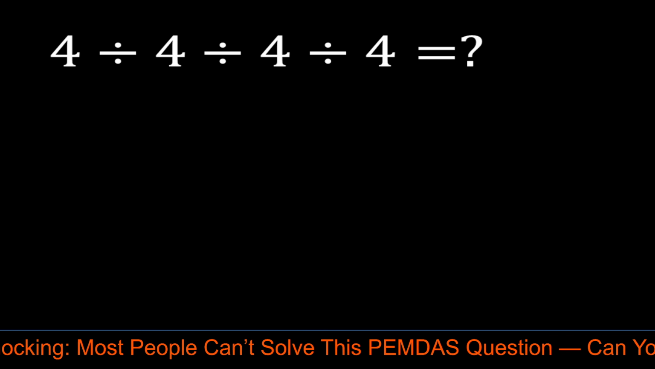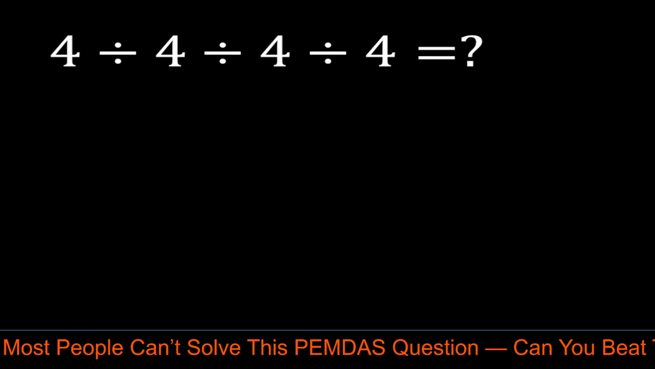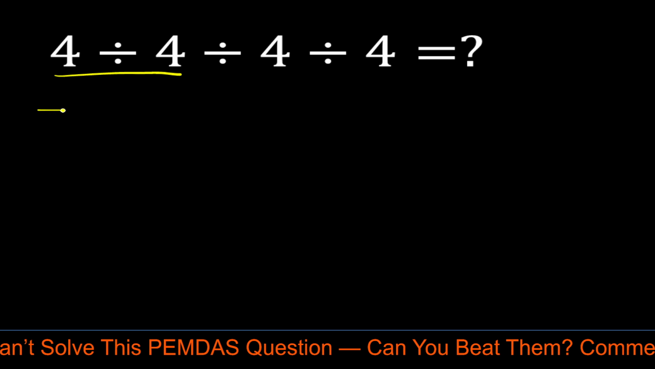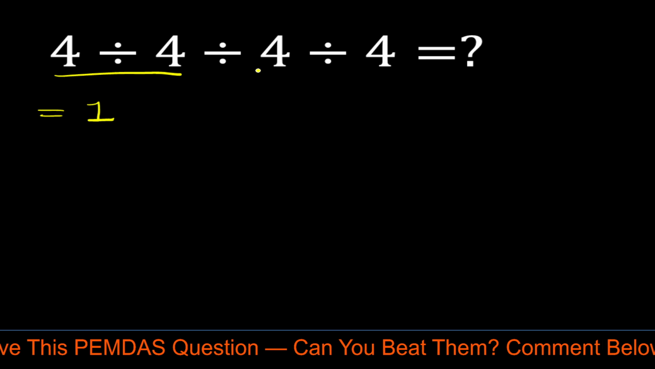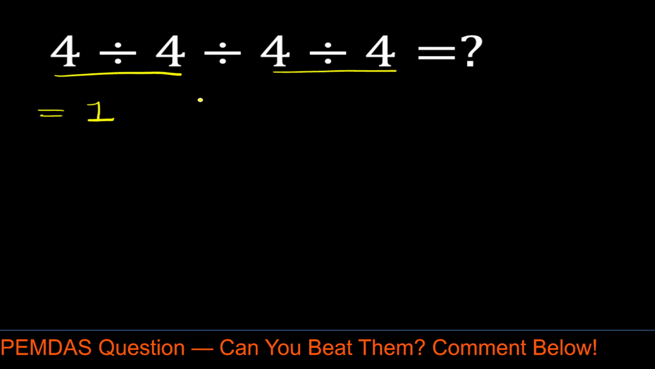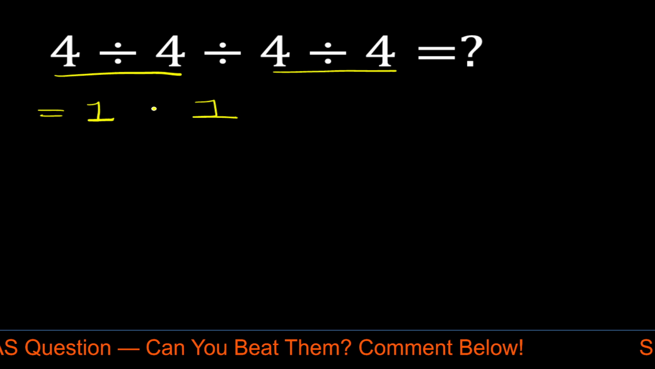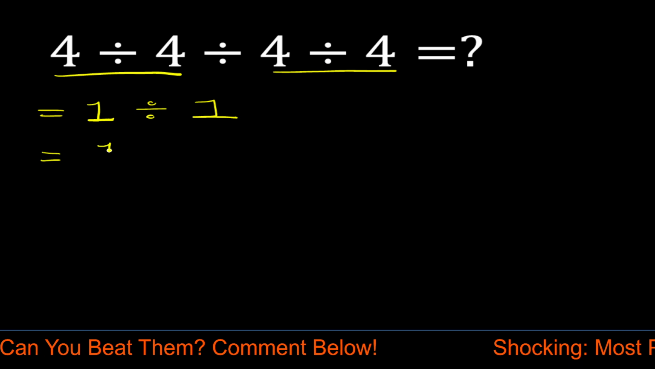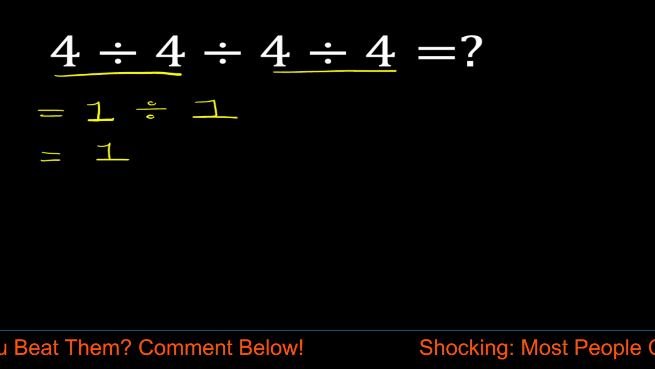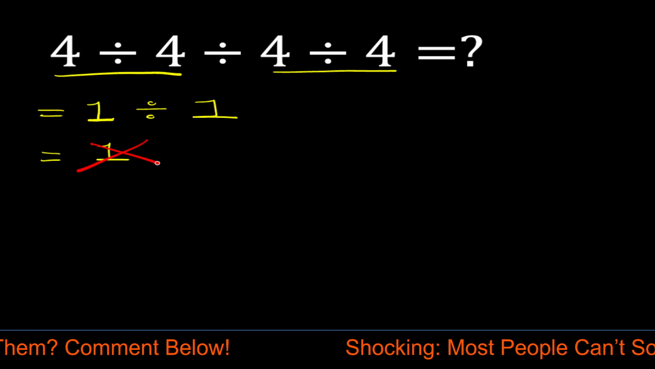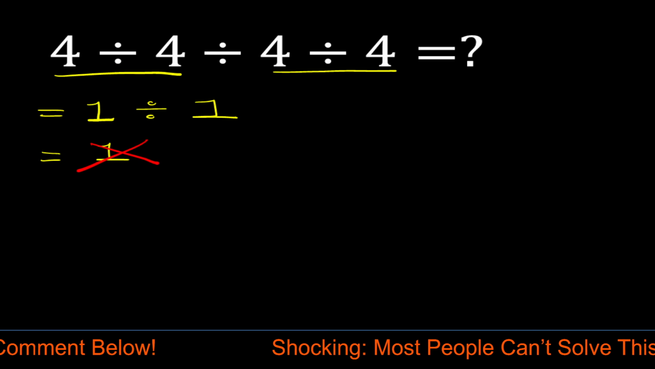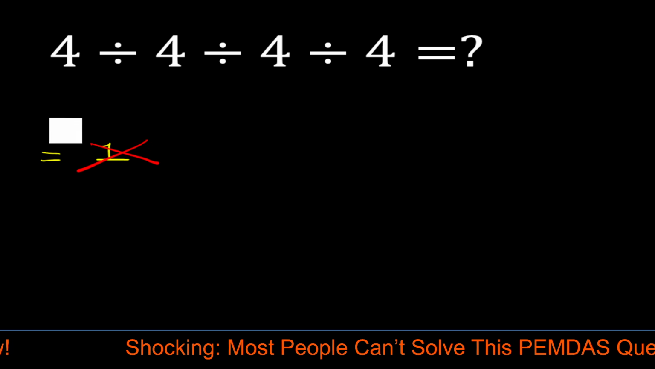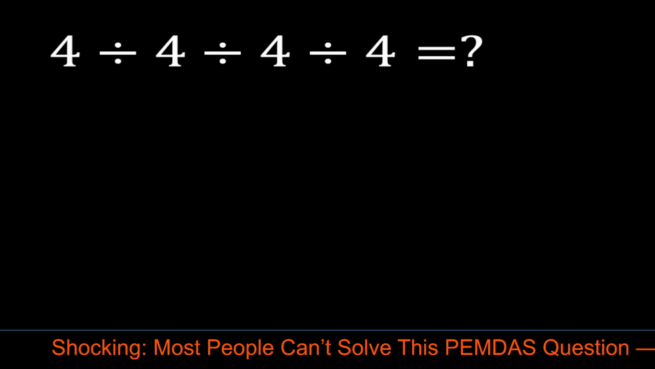So most people solve this question like 4 divided by 4 is equal to 1, right? Then again 4 divided by 4 is equal to also 1. Now 1 divided by 1 is equal to 1. But this answer is not correct. This answer is completely wrong, right? So now let's solve this problem correctly by using the PEMDAS rule.